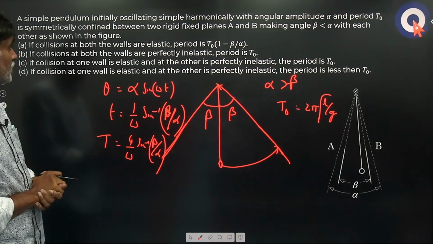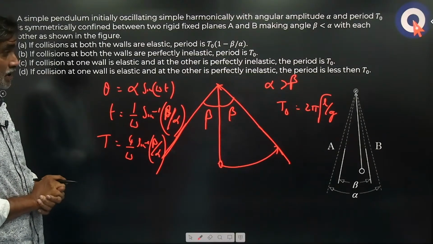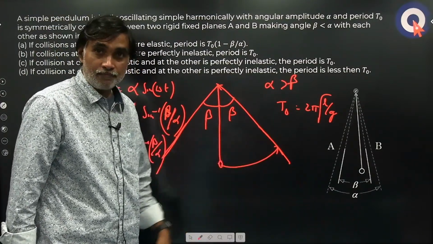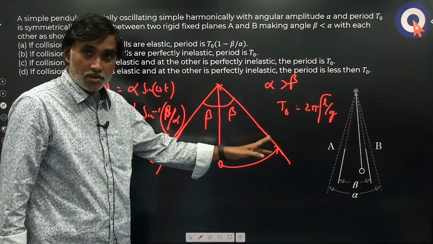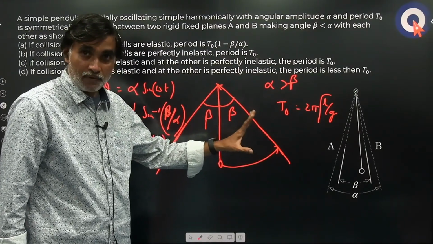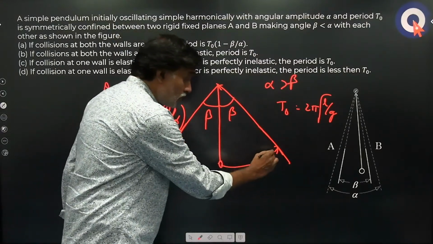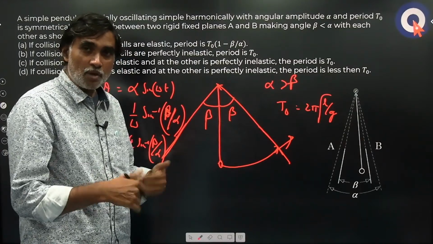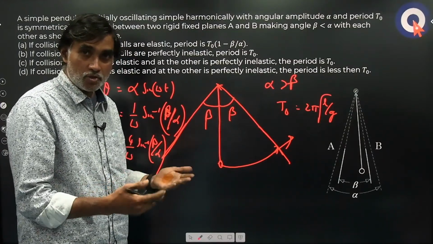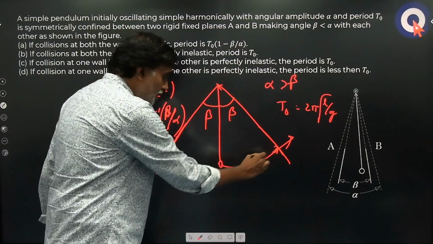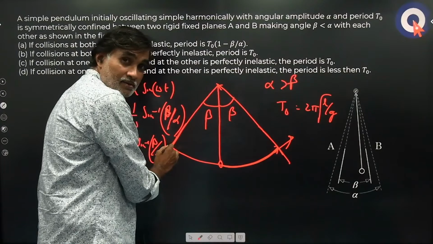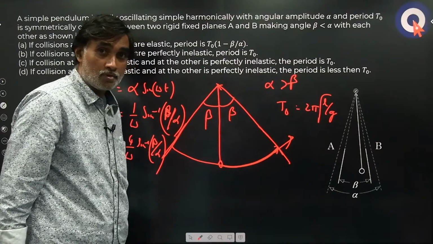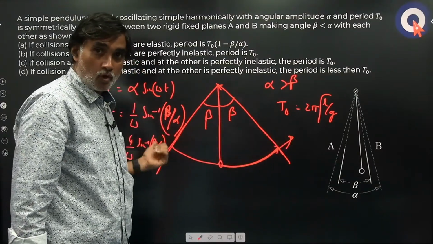Next, if collisions at both the walls are perfectly inelastic, the period is T naught. If it is perfectly inelastic, what happens? If I assume it collides normally, then it just stops immediately after collision. After stopping, unless it sticks to the wall, it comes back, and once again it should stop exactly here, because both angles are the same, then oscillates. And it is free oscillation anyhow, so it won't collide with either of the two walls later on.